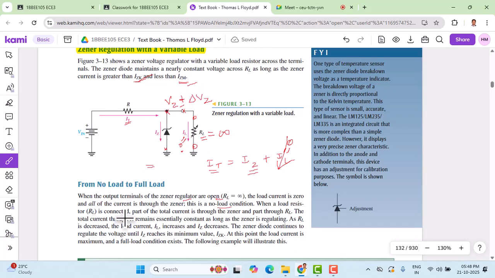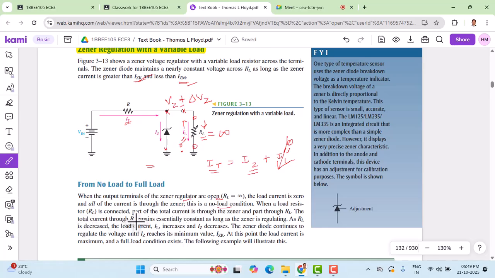As RL is decreased, the load current IL increases. So if we decrease RL here, IL will start increasing, because when the resistance drops, definitely the load current is going to increase. Let us see both possible conditions here.